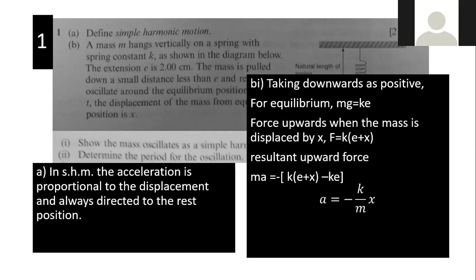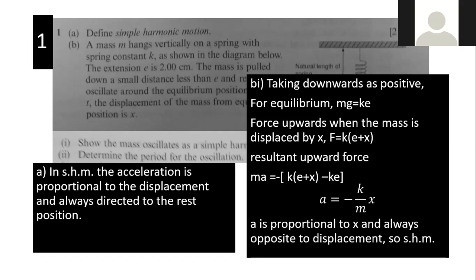Determine the period. So we have shown that a is proportional to x and is always opposite to displacement. Negative sign there. Okay with that?